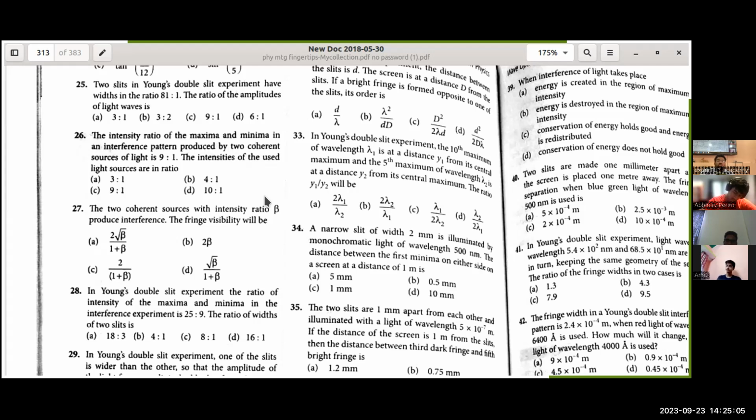Send the working of this, okay? 26 also, you send me, everyone, okay? Vansh and Amit and Abhinav, 26.